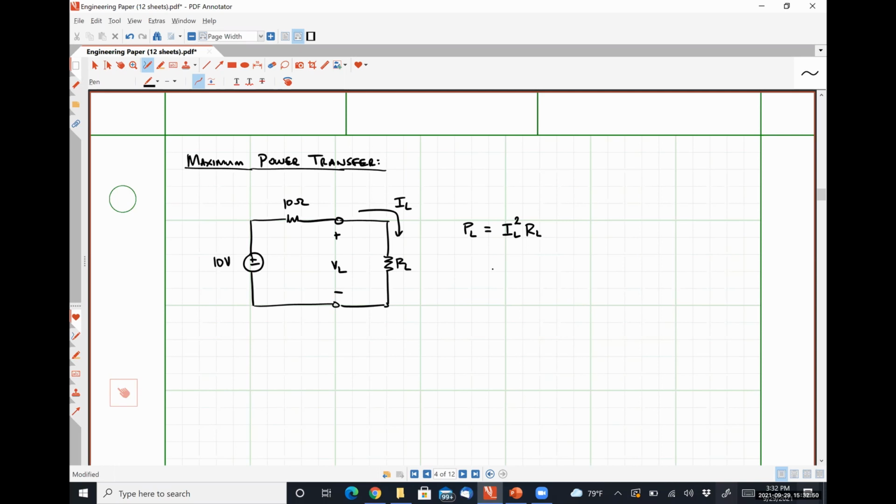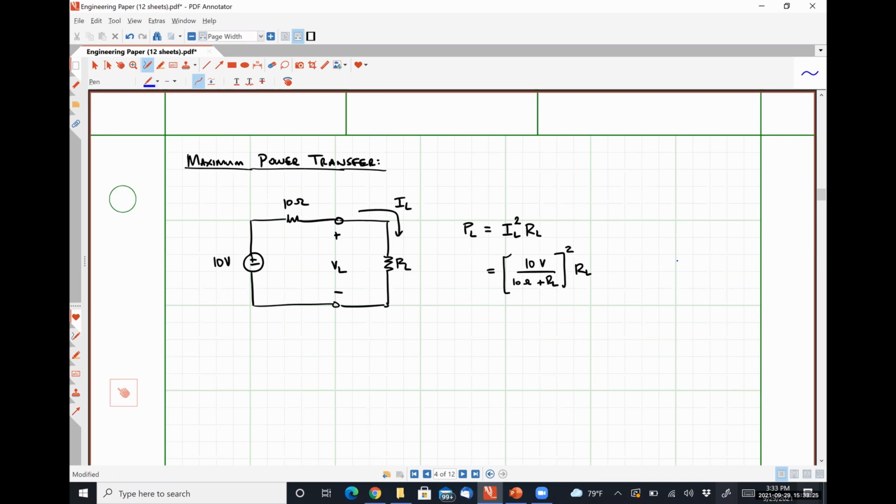What is IL here? How can we figure out what IL is for a given value of RL? We did this literally like 10 minutes ago. 10 over 10 plus RL. Exactly right. 10 volts over 10 ohms plus RL, quantity squared, times RL.